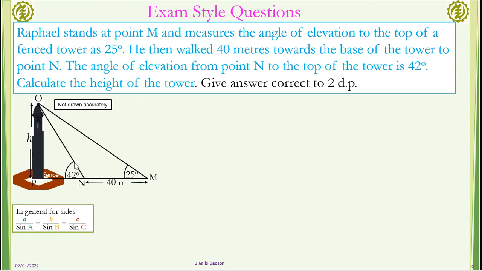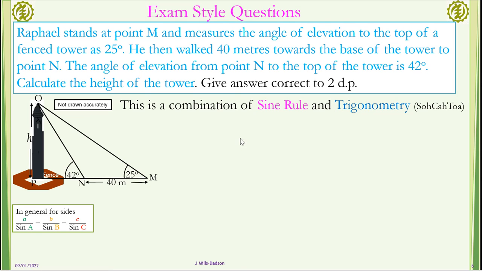Now, we know that if we're able to work out what ON is, we can use the answer of ON and 42 and use basic trigonometry to work out h. So this question is a combination of sine rule and basic trigonometry. So we're going to first focus on ONM and see what we can do there.